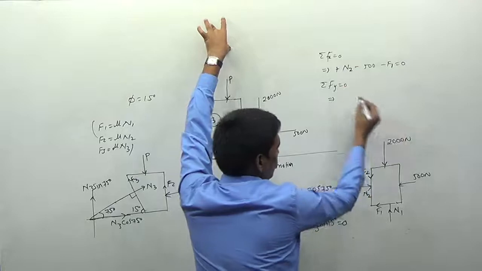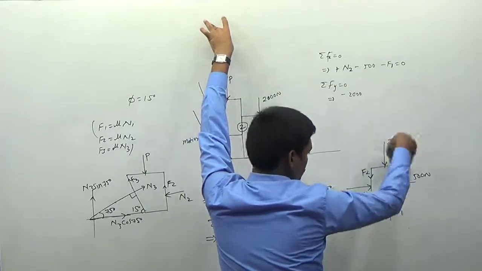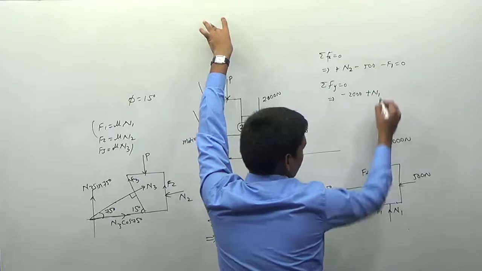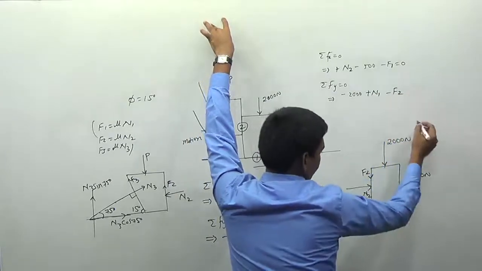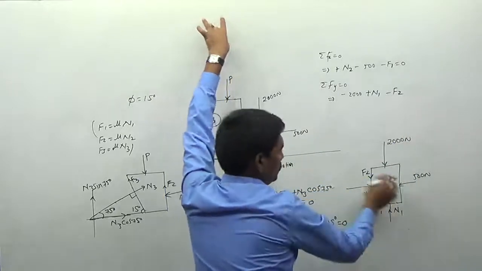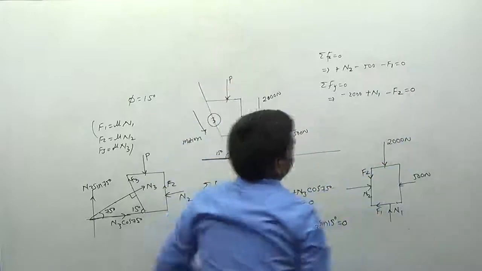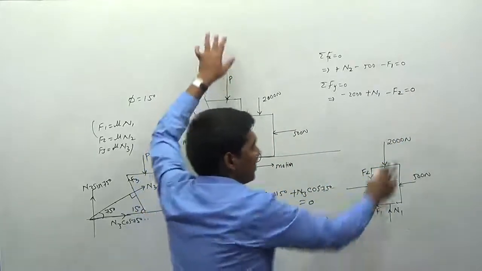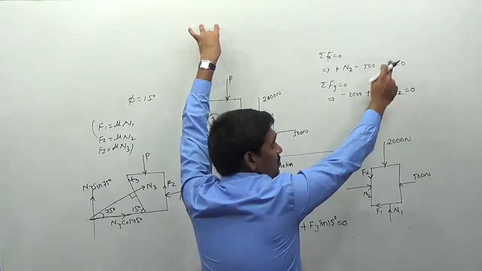So the equations will be equal to minus 2000. Okay, so vertical force plus N1 acting in the vertical upward direction, and minus F2 I can write. That's all. So 1, 2, 3, 4, 5, 6 is equal to 0 equations. Now I can write this value F2 is equal to mu into N2, and I can write F1 is equal to mu into N1.